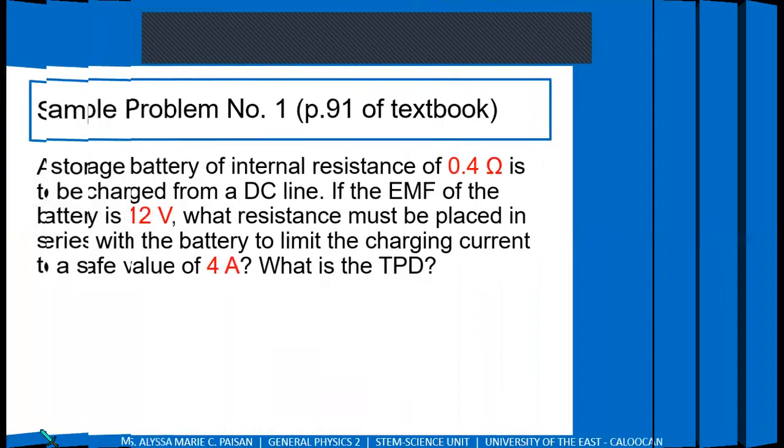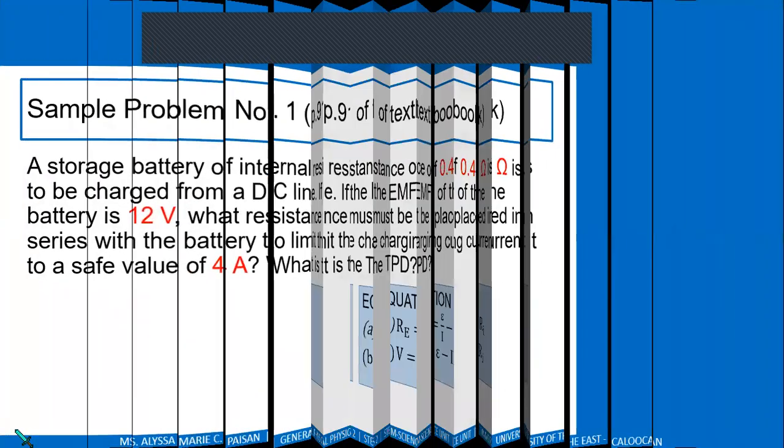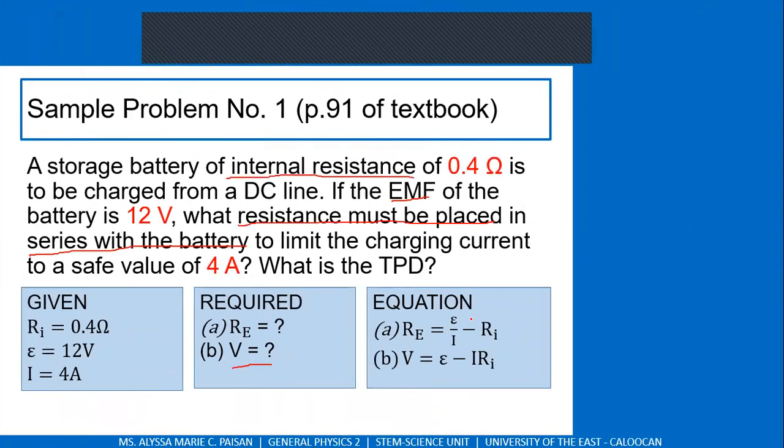Let's derive the first equation. Ay, wala pala, hindi ko pala tinype. Sorry, nakalimutan ko. Okay, so saan to galing siya? Siyempre galing siya doon sa E is equal to I times Ri plus Re.